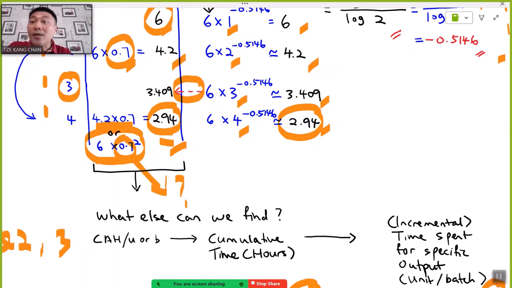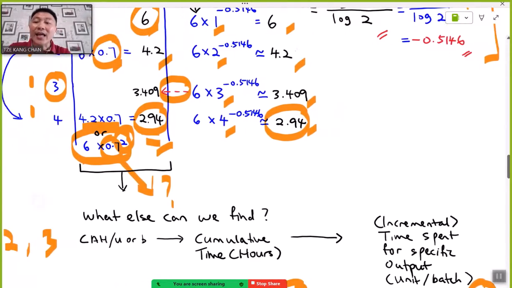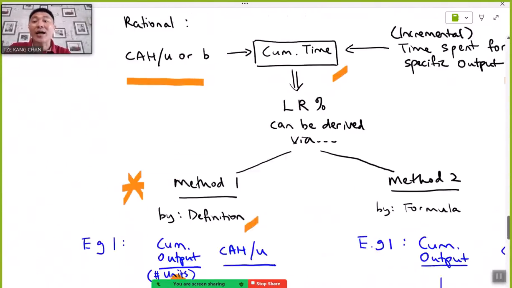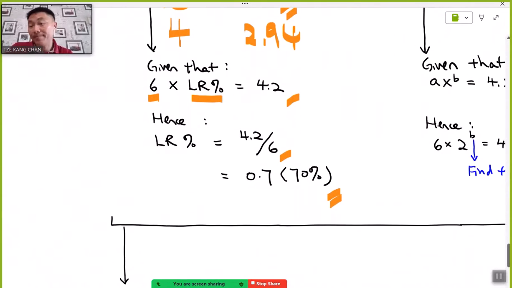I'm sure by reading through the article as discussed above, and going through some mathematical exercises, you will be able to derive the learning rate by attempting to remove the power sign using the root function. This is how learning rate is derived by definition.